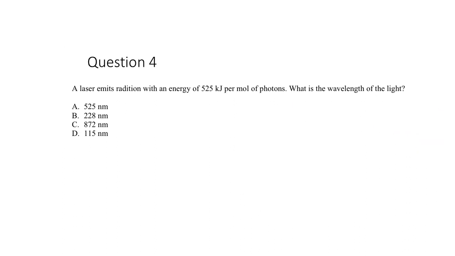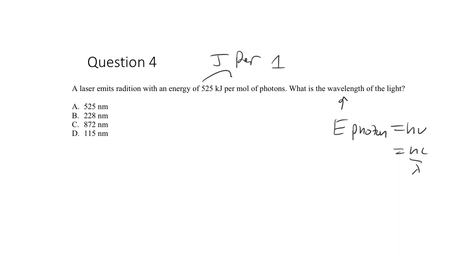Question 4, a laser emits light with an energy of 525 kilojoules per mole of photons. What's the wavelength of light? And so to calculate the wavelength of light, what we're going to need to do is to consider the energy per photon. So we need the energy of a single photon. We know that that's equal to h nu, or hc divided by lambda. So I have to figure out how many joules there are per one photon.